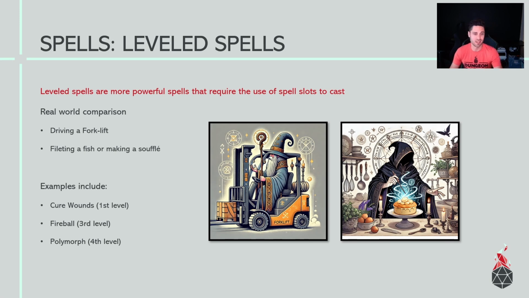In the case of a sorcerer, this would be an innate ability you have, but these require more of you. These require your focus. These require some materials. These are going to require more of you, so that's a comparison I use to compare leveled spells versus cantrips. Some examples of these include Cure Wounds, Fireball, and Polymorph.